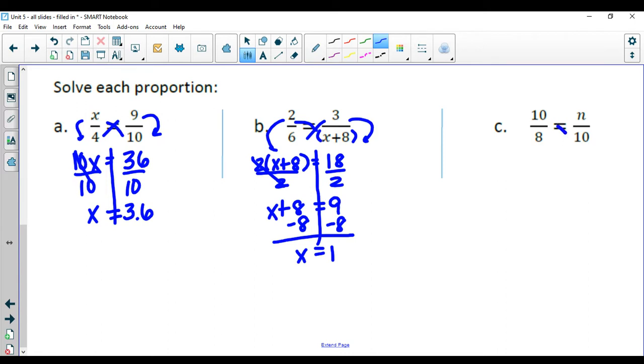For the next one, multiplying across, 10 times 10 is 100. 8 times n is 8n. I'm going to divide by 8 on both sides to get the variable all by itself. And that leaves me with 12.5 equals n.